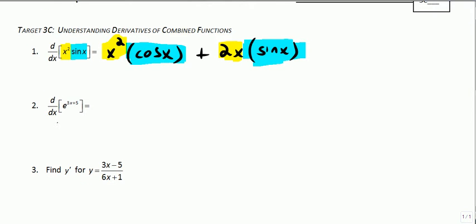Chain rule. Inner is 3x plus 5. Outer is e to the x. Derivative of 3x plus 5 is 3. Derivative of e to the x is e to the x. So I got the derivative of the outer at the inner times the derivative of the inner.